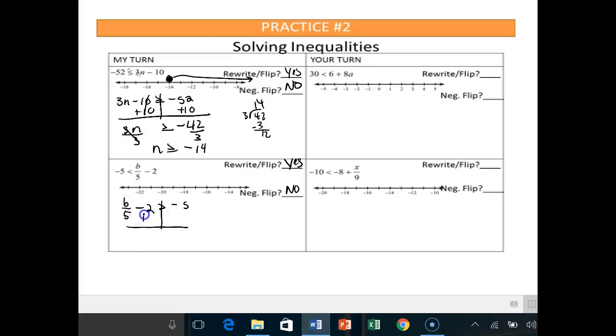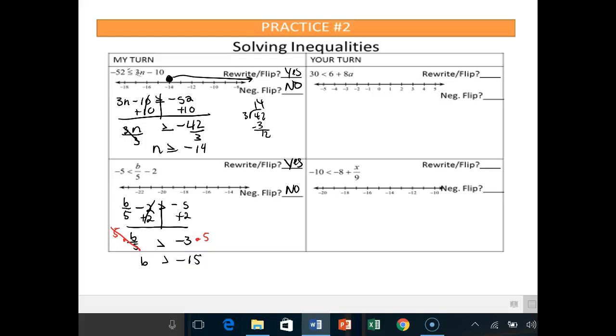Sorry, that's a 5. Add 2 to both sides. We'll cancel out, drop down b over 5 is greater than negative 3, and then finish by multiplying by 5 on both sides. So b is greater than negative 15.